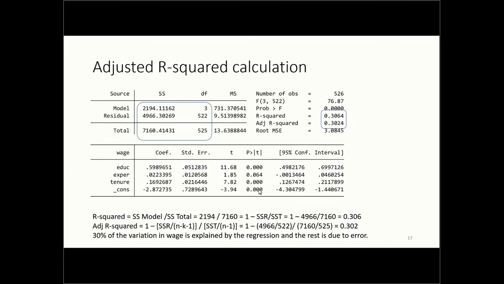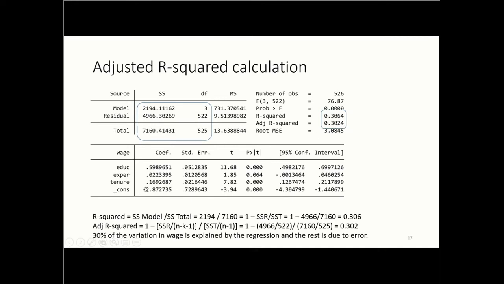So let me show you where the adjusted R squared is found on the output and its calculations. This is the so-called ANOVA table in the regression output. Here we have the sum of squares for the model, also the explained sum of squares, the sum of squares for the residual, and the sum of squares total. The R squared is already calculated and given to us as part of the output, and the adjusted R squared is also given as output. But let's go ahead and calculate them manually.